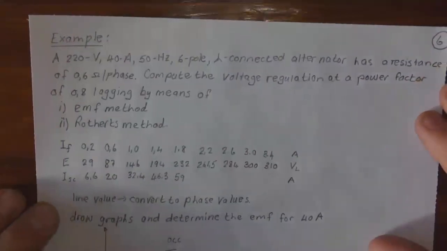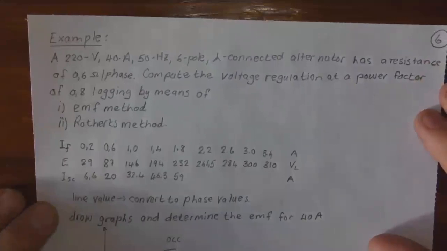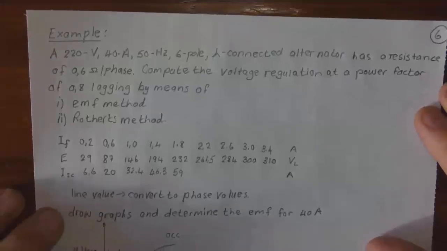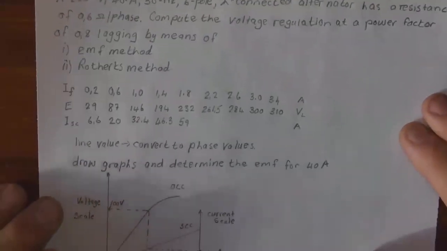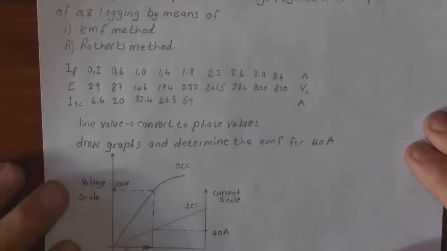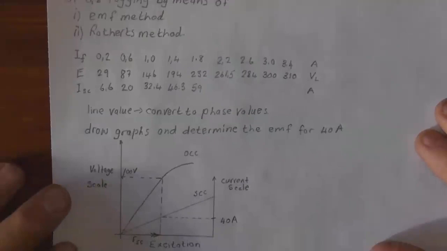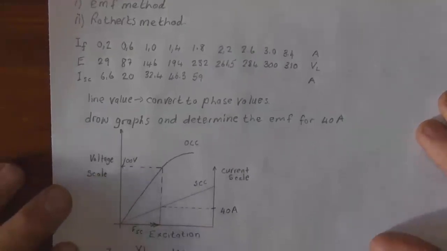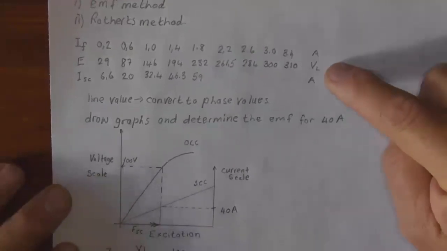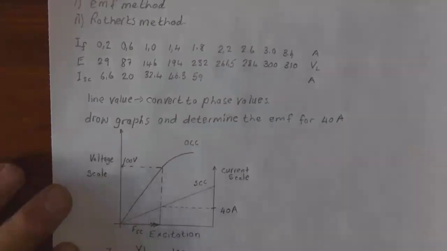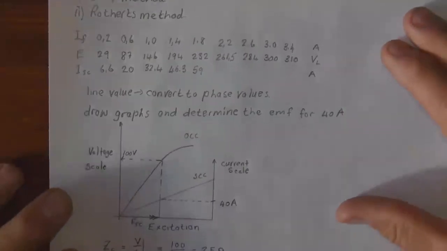A 220 volt, 40 amp, 50 hertz, 6 pole, star-connected alternator has a resistance of 0.6 ohms per phase. Compute the voltage regulation at a power factor of 0.8 lagging by means of the EMF method and then Rothert's method. Those are the open circuit and short circuit values for the graphs. Remember, if nothing is said, it's given as line voltage. So first of all, you have to convert that to phase voltages.